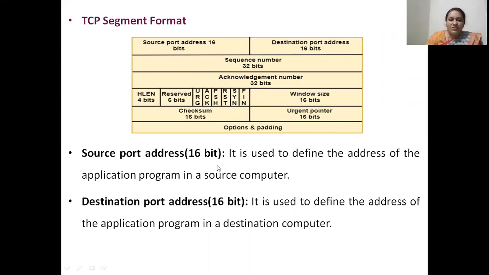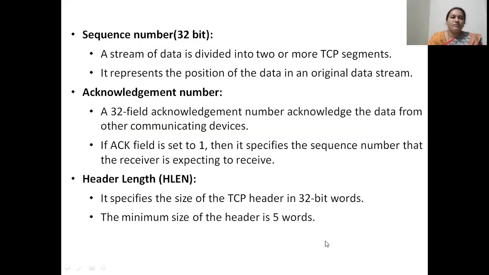The source port address of 16 bits defines the address of the application program in the source computer, which is sending the particular data segment. The destination port address of 16 bits defines the address of the application program, which is going to receive this particular data at the destination computer.